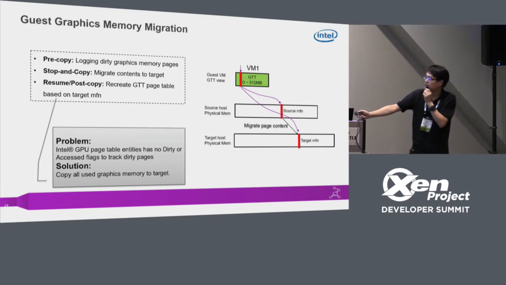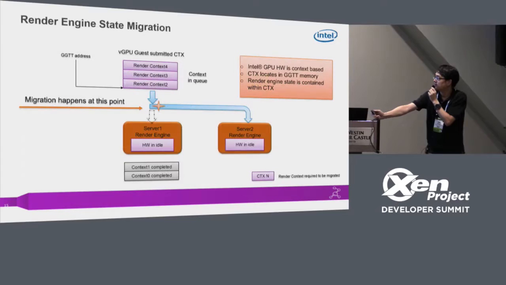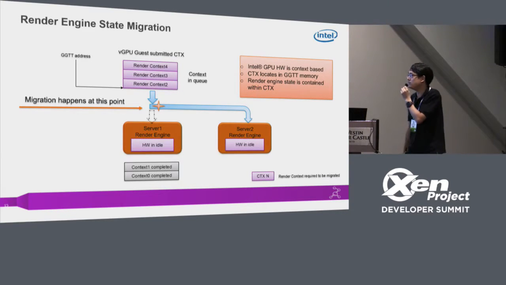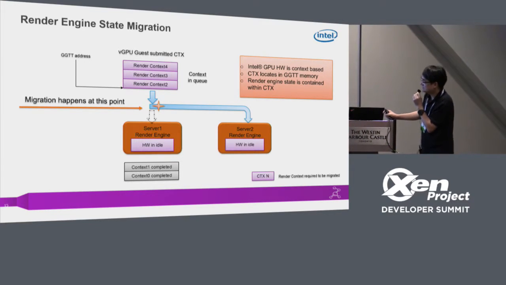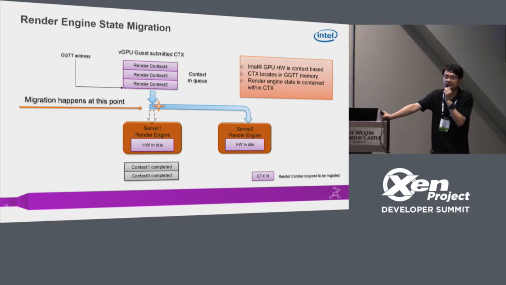So here goes into the graphic memory migrations. So now finally, it goes into our render engine status. So how do we migrate our render engines? As we just introduced, migrating our render engine status is very similar to how we migrate our graphic memories. This is because Intel GPU hardware is context-based. That means hardware will not know whether the workload is coming from hardware, from a VM, or from a different process.